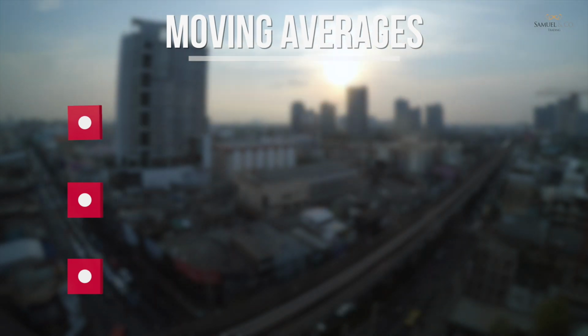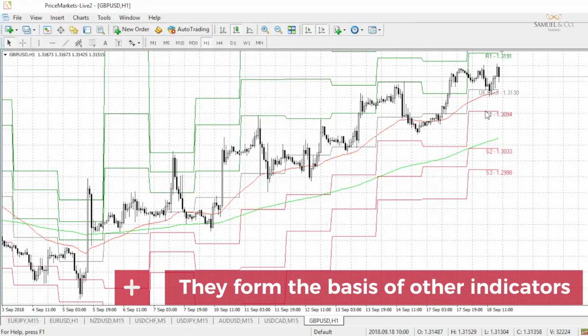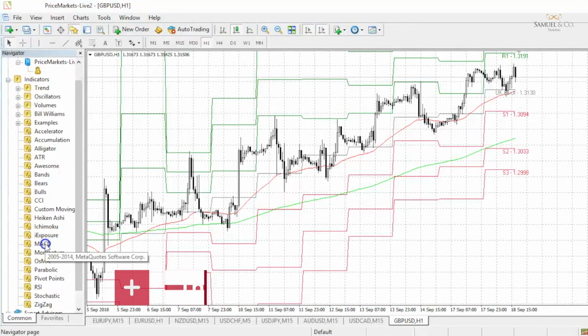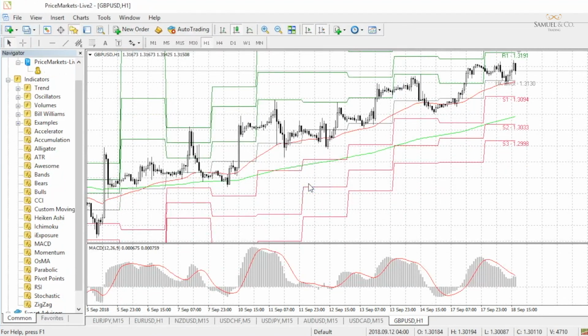And as I mentioned, while moving averages are useful on their own, they also form the basis of many other technical indicators, and a very popular one would be our MACD, which is the moving average convergence divergence, and we'll be doing a video on that one very shortly.